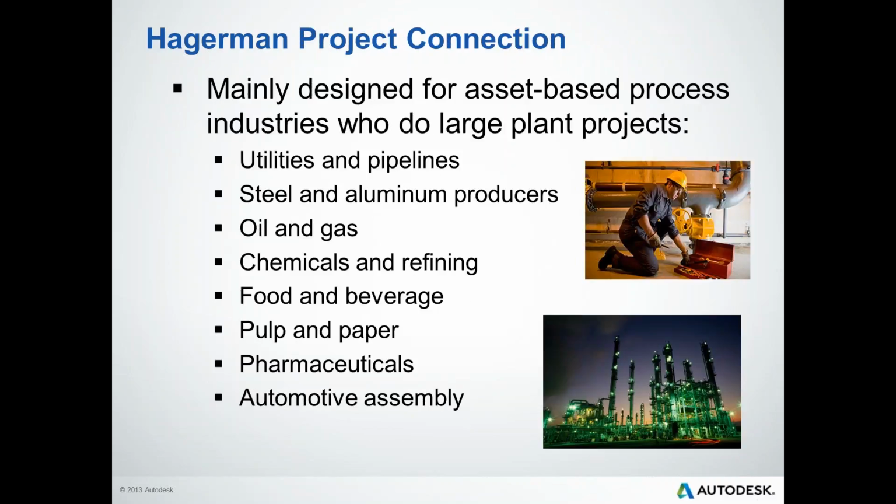Although Project Connection is not limited to these industries, it's really designed for asset-based process industries who do large plant projects, things like utilities and pipelines, steel and aluminum producers, oil and gas, chemicals and refining, food and beverage, pulp and paper, pharmaceuticals, large automotive assembly. Customers in these types of industries would be the prime prospects and have the prime need for our Project Connection, although people in other industries could have a need as well once you see this demonstrated.